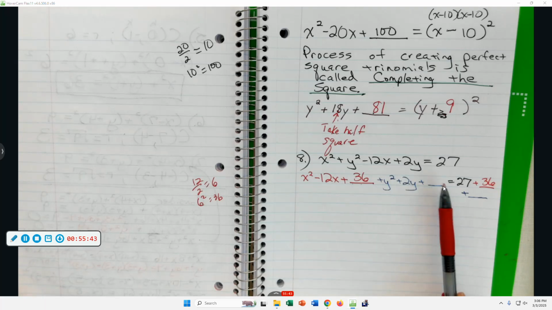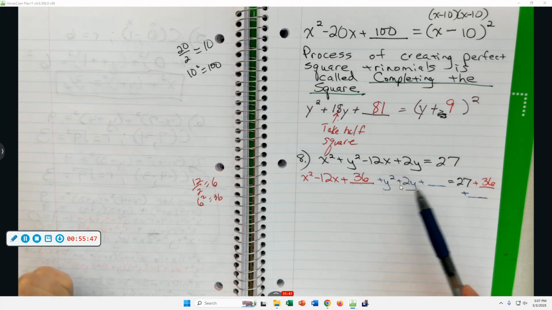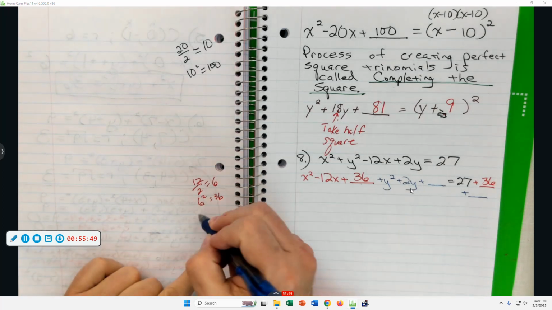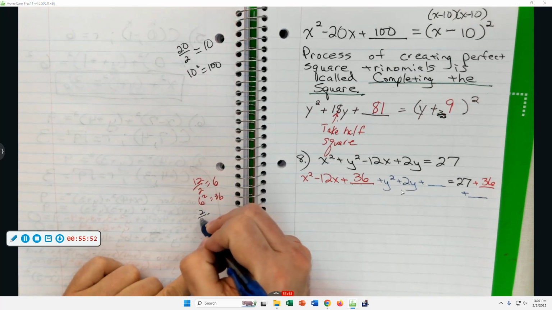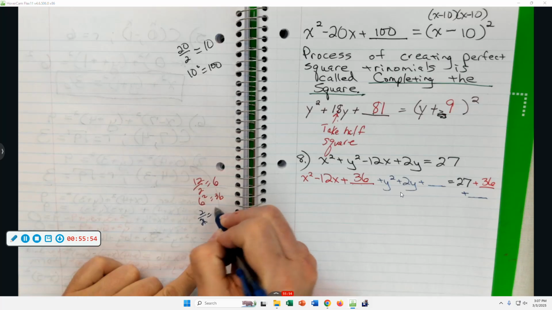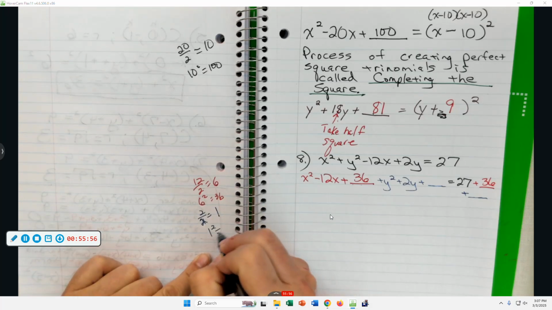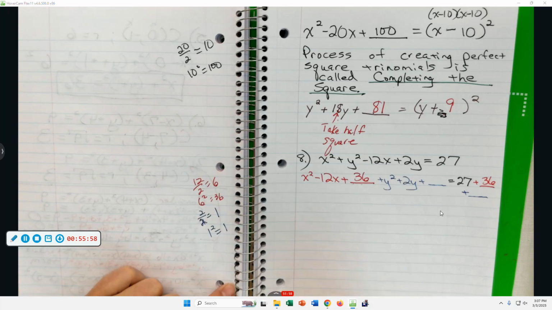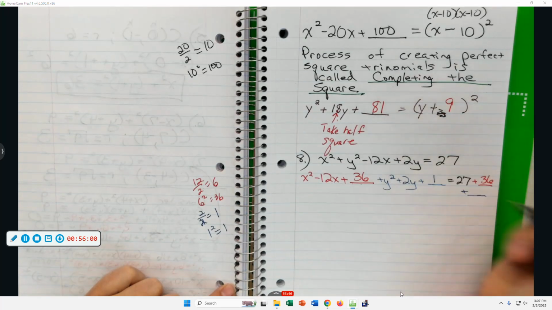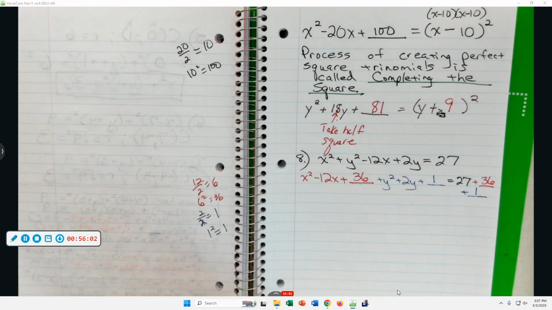What number is going to go into the blue blank? Half of 2 is 1. And then 1 squared is still 1. So we add 1 pound to the left. We add 1 pound to the right. You have now created 2 perfect square trinomials.